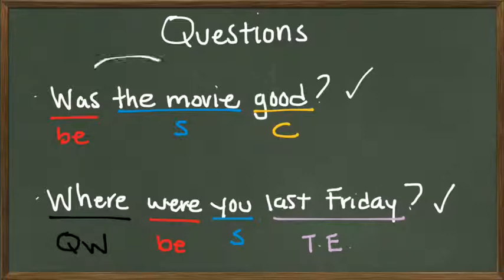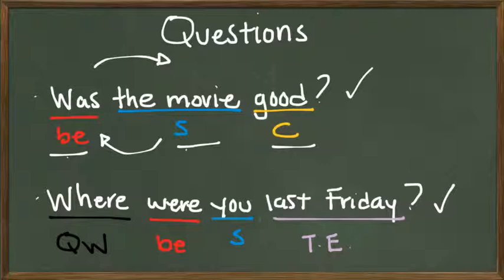And then again, as you know, we normally invert the elements when we're using a question. In affirmative, the first one would be, "the movie was good." But since it's a question, we're going to change the subject and the verb to be, and we're going to swap them, and the result is, "was the movie good?" We have the verb to be, the subject, and our complement.